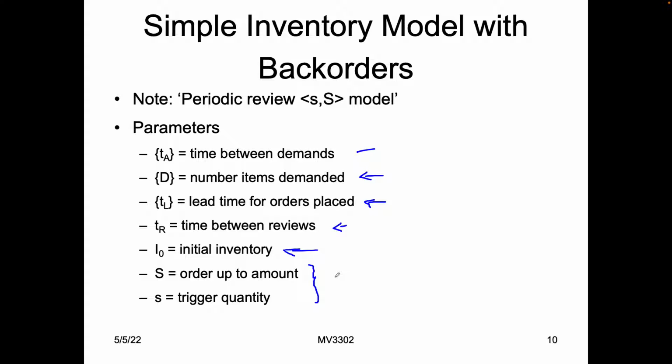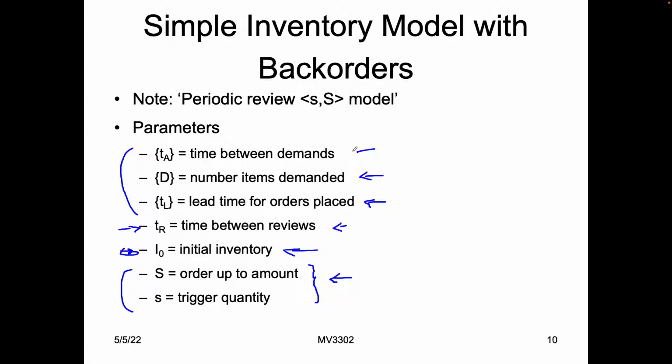And typically, the question that we will ask of this model is, what values of little s and big S should we use? Because these are values that are completely under our control. The time between reviews is as well, to a certain extent. These are kind of out of our control.